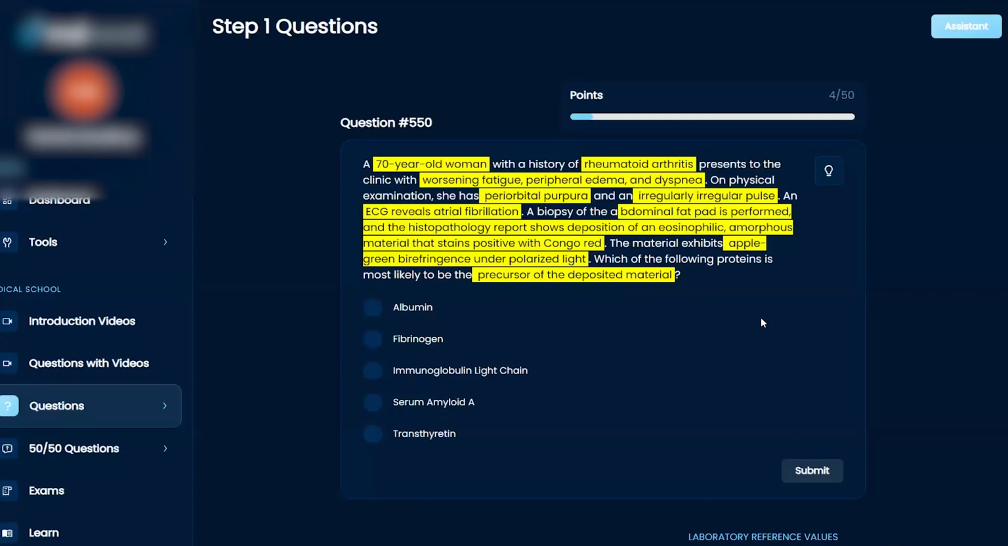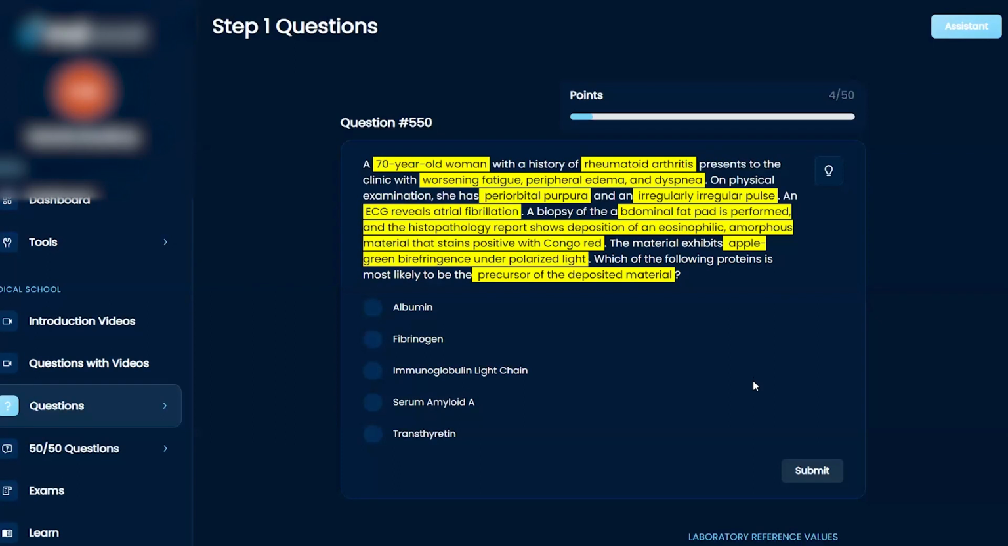So just seeing the Congo red and apple green, I'm thinking amyloidosis. But looking at our answer choices, there's a couple things that can be associated with that. So if we look back up at the stem, she has rheumatoid arthritis, fatigue, edema, dyspnea. She has this periorbital purpura and then AFib.